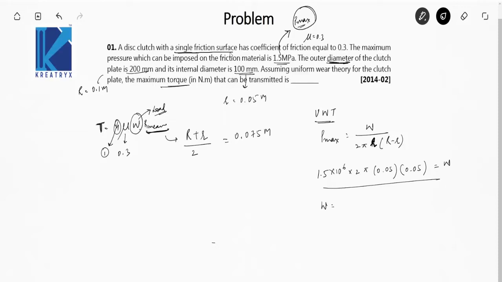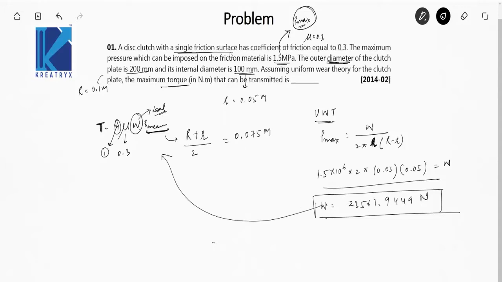W will be 23561.9449 Newton. Put this value of load which can be imposed on the friction material in this formula, and you will get the value of torque, which will be equal to 530.143 Newton meter. So this question was directly based on the formulas.